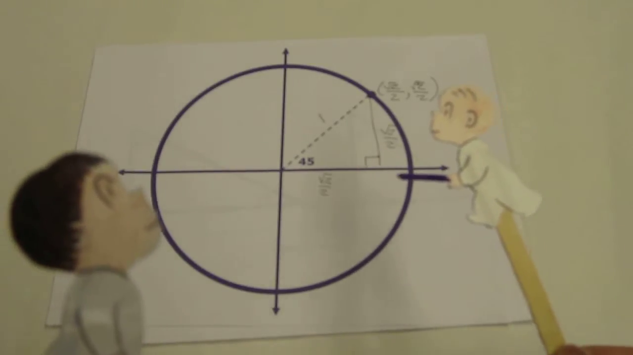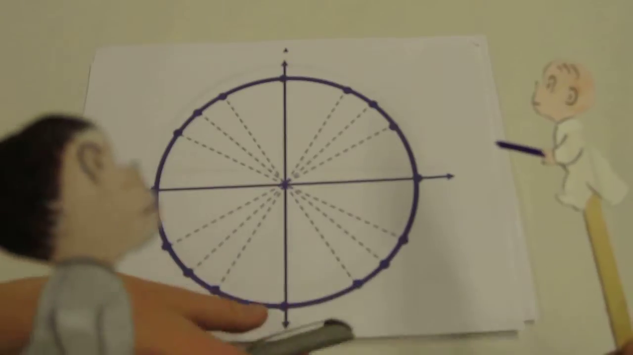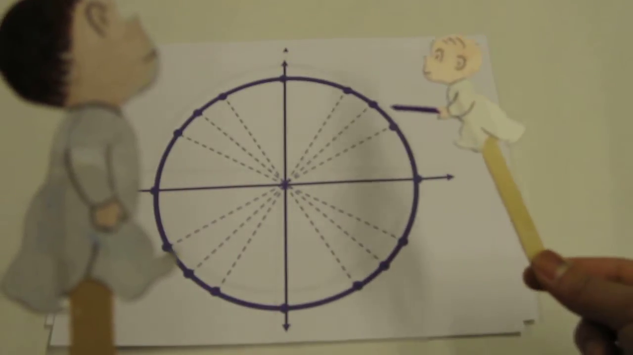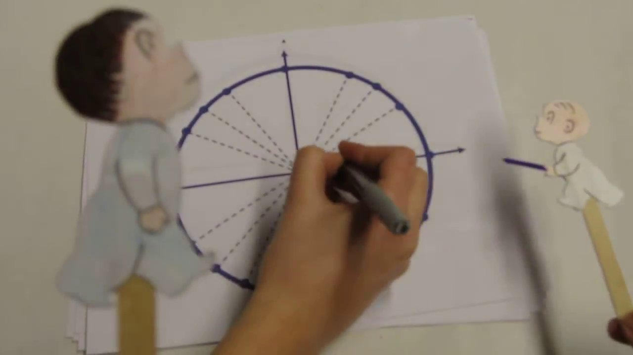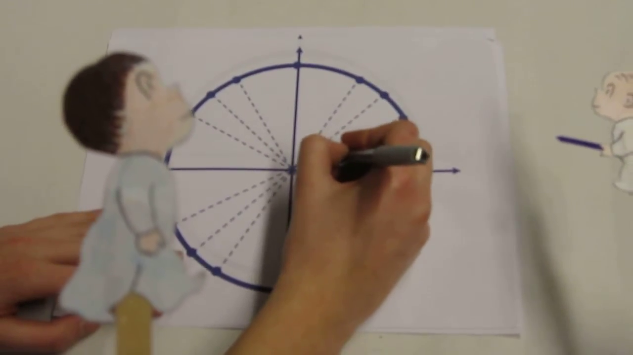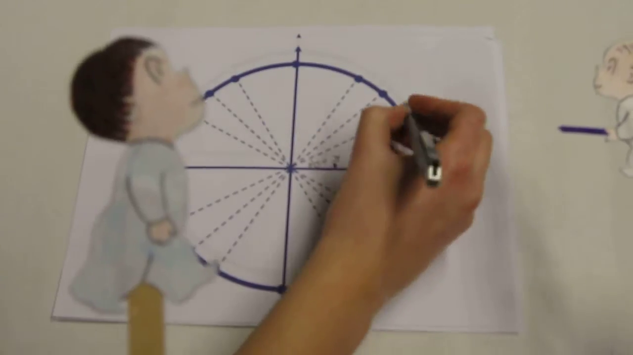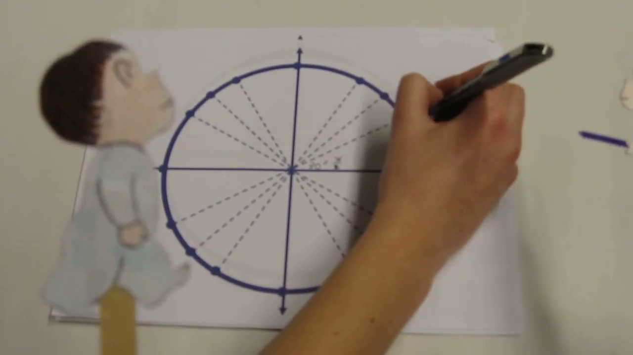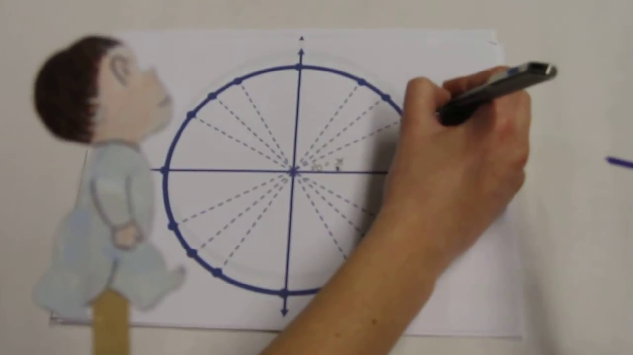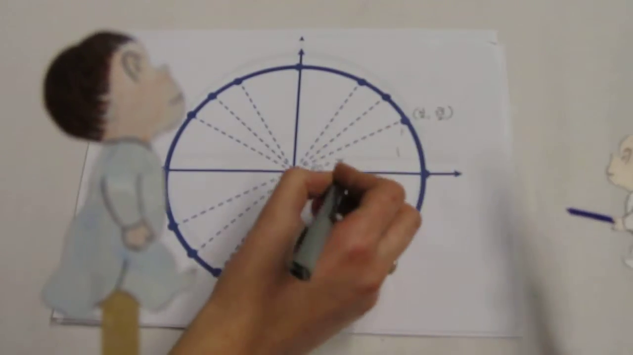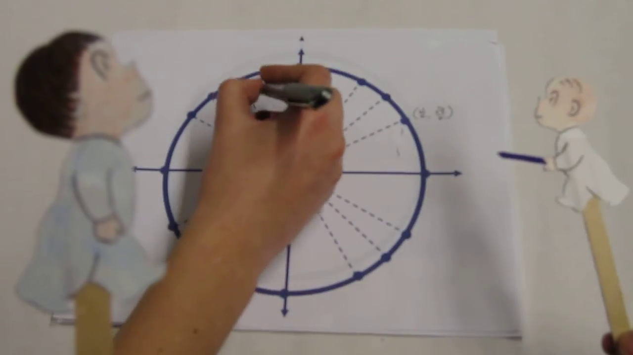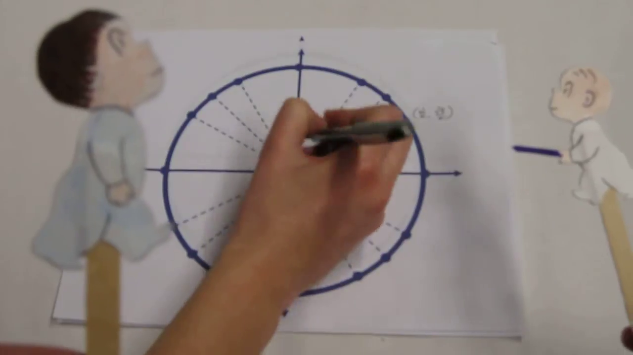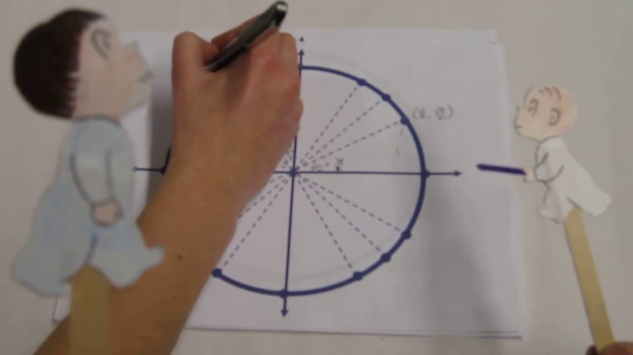Could you please show me some more points on the unit circle and explain to me how we can know their coordinates? Alright, let's try angle 30, or pi over 6. Sine of pi over 6 is 1/2. Cosine of pi over 6 is root 3 over 2. So next, we can point out 120 degrees, or 2 pi over 3. Its sine is root 3 over 2, and the cosine is negative 1/2.